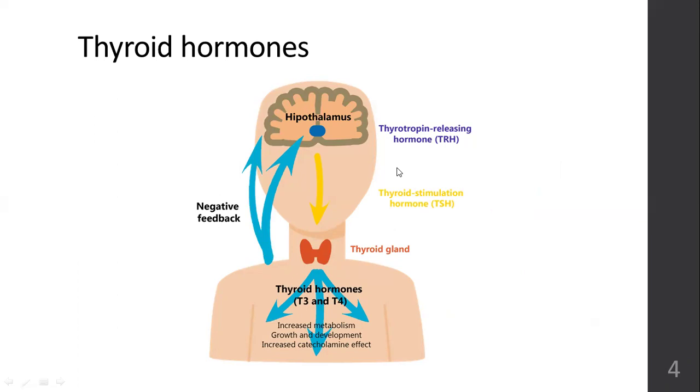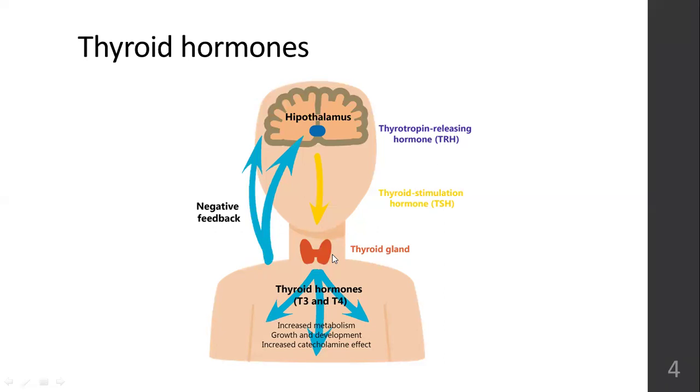So, thyroid hormones. To secrete thyroid hormones, there are two other hormones that have to be secreted. Your hypothalamus has to release thyrotropin releasing hormone. Because of the thyrotropin releasing hormone, thyroid stimulating hormone, TSH, will be released by the pituitary gland. And once the TSH is released, only then can your thyroid gland secrete T3 and T4. These are the two main hormones. Calcitonin is also released by the thyroid gland, but mainly it's T3 and T4.